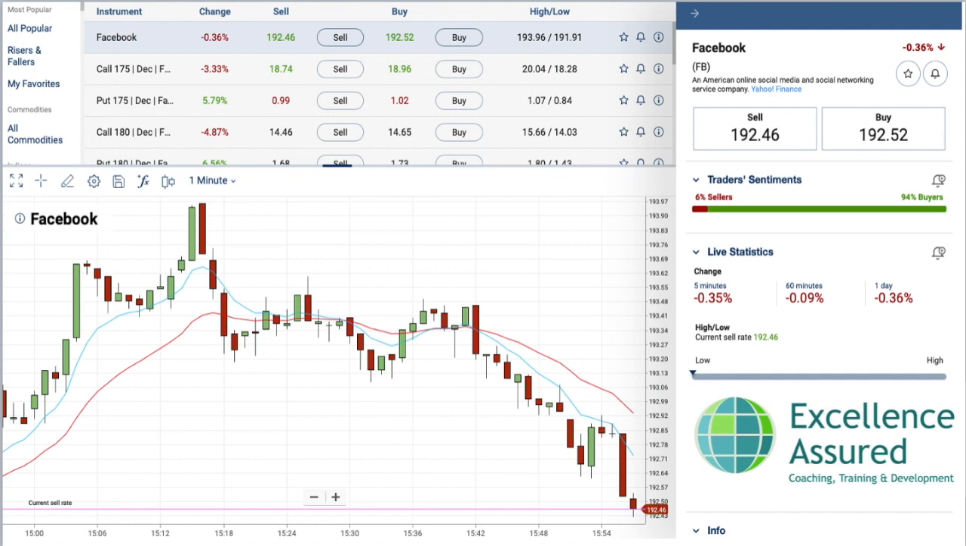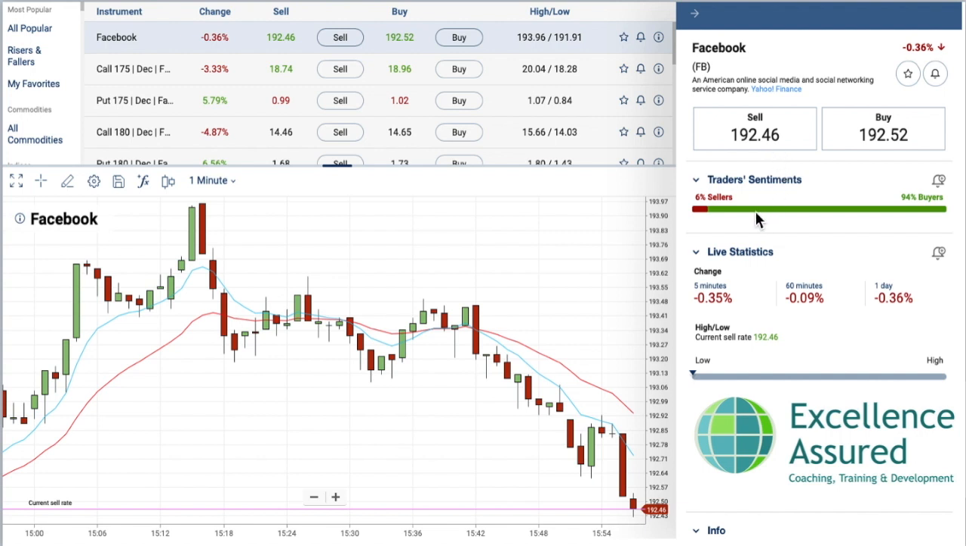So here's the chart for Facebook. This is the 14th of November 2019, and this is the morning session on Facebook. Just taking you through what we've got on the screen here. CFDs provide you with a sell price and a buy price. You can see that the difference between the two is just 6 cents.